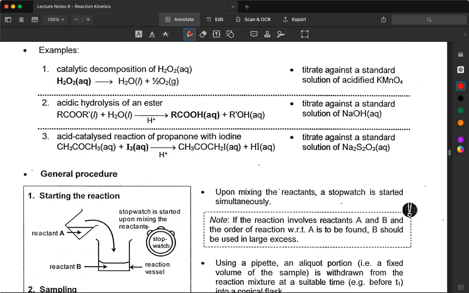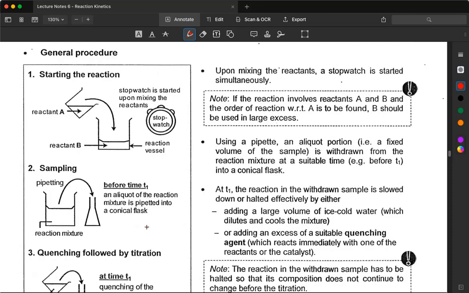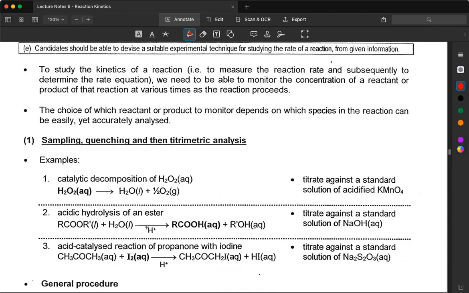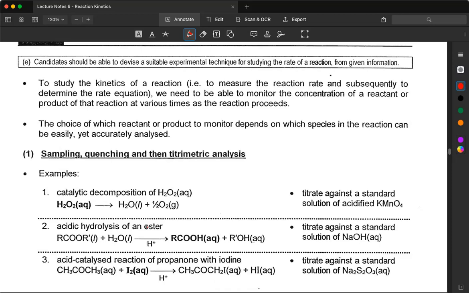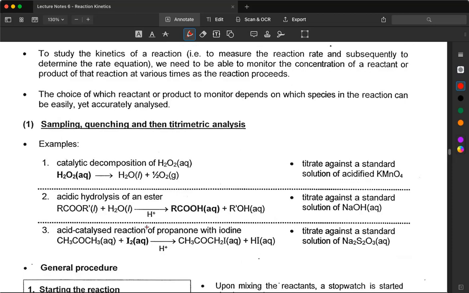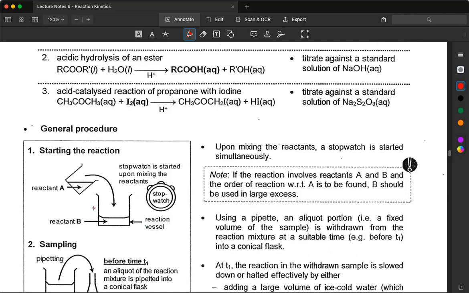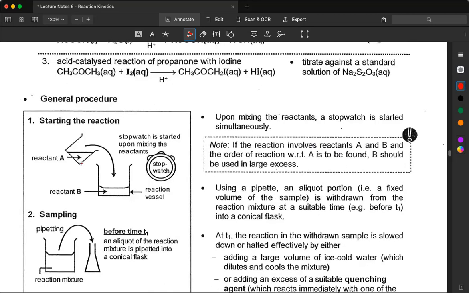So the general procedure for doing so, make sure you know how to do this because it may come out in the planning to study kinetics. It seems difficult, right? Difficult means it may likely come out. Not so straightforward.